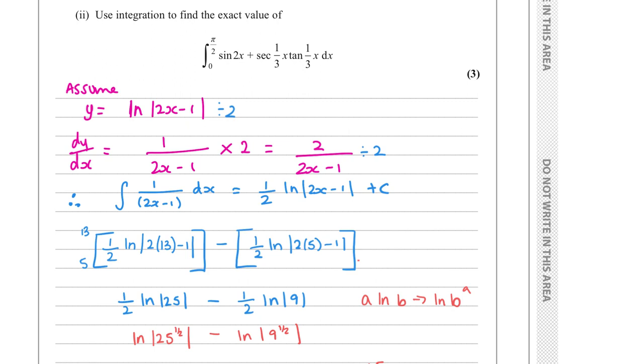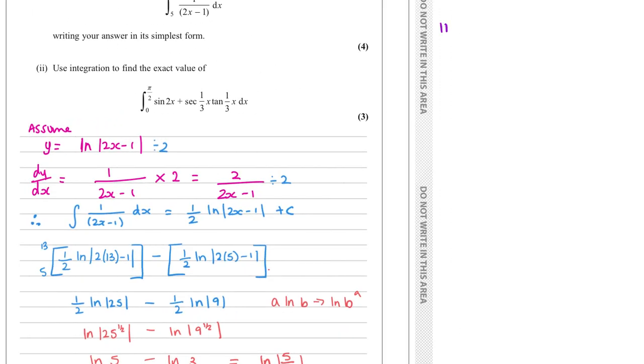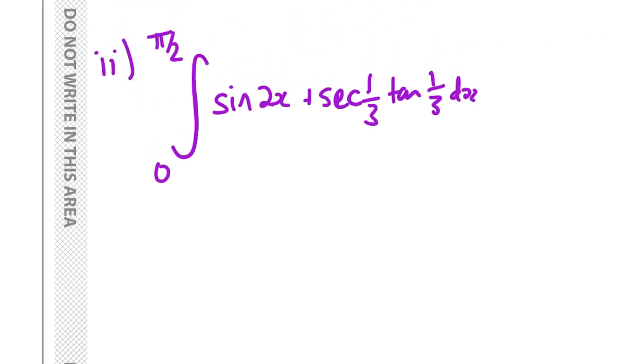Let's use a different colour. So part ii I'm going to do over here. I'm just going to write it down. So we want to integrate between pi over 2 and 0 sine of 2x plus sec a third tan a third with respect to x. Did I write the whole question down right? Yeah. Okay, so I'm going to do that over here.